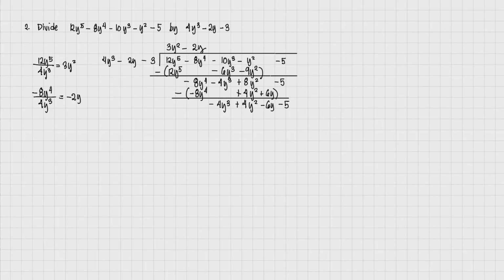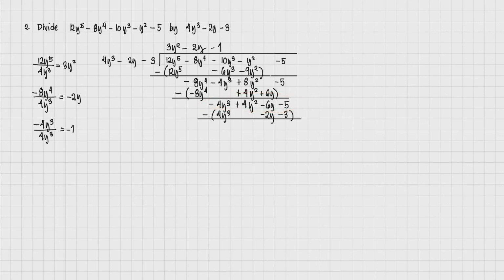So, again, we're going to divide the first terms. Negative 4y cubed divided by 4y cubed is just equal to 1. So, this is negative, negative 1. Multiply natin yung 1 to our divisor, which would yield the same. So, that's just 4y cubed minus 2y minus 3. Okay. So, we're going to subtract that whole term to this one.